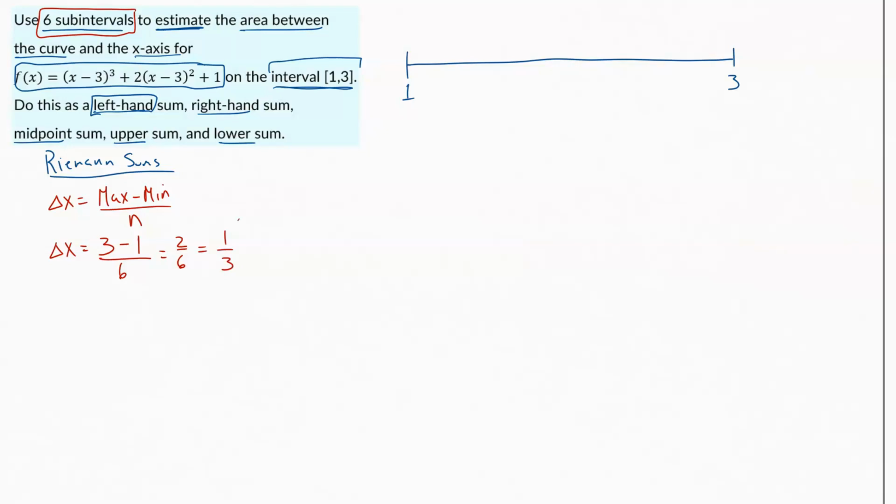Once you have your delta x, now you're going to go up and you're going to mark your intervals on your number line. So starting at 1 and moving over 1/3, that's going to get me to 4/3, and then we're going to be at 5/3. We're just adding a third every time. We'd be at 6/3, which is also known as 2. Then we'll be at 7/3, then 8/3, and then 9/3, which is better known as 3.